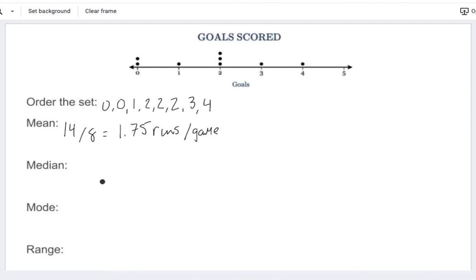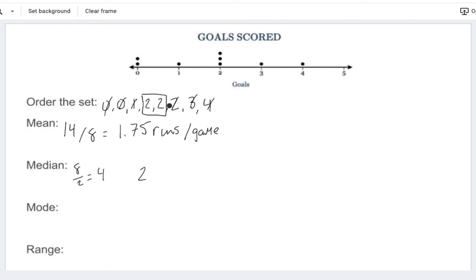So the median, again, we have 8. So we could do 8 divided by 2 and get 4, and know that the 4th and 5th would be the median. So the median here is going to be 2. Or we could cancel out from the ends until we see our median in the middle.